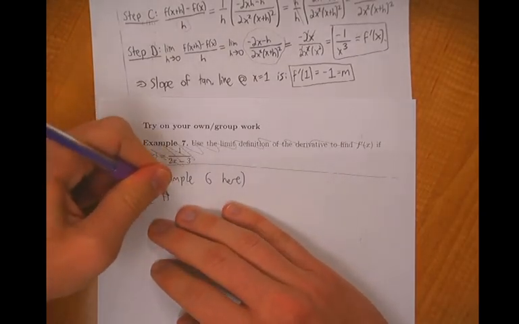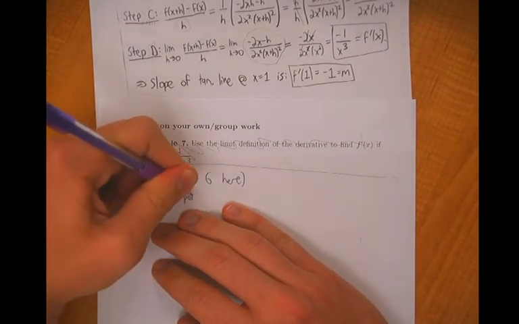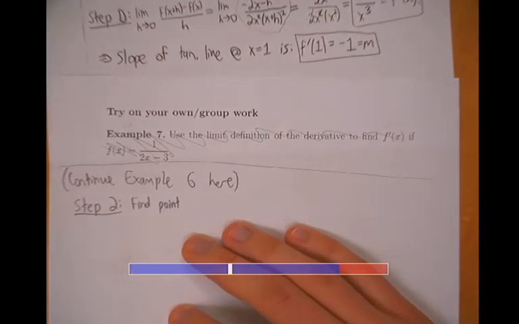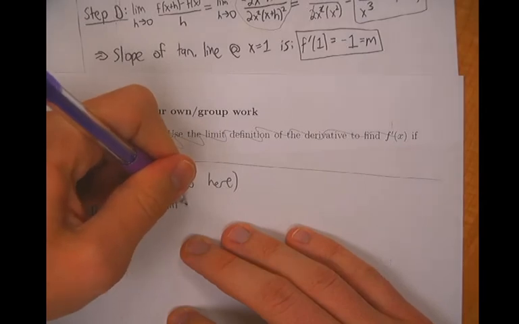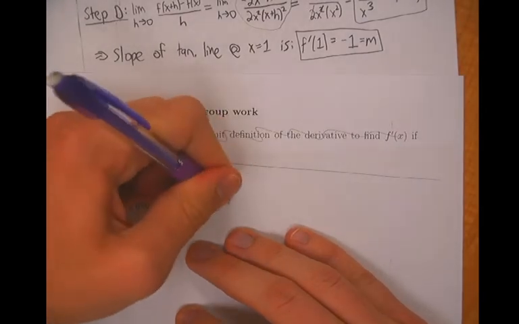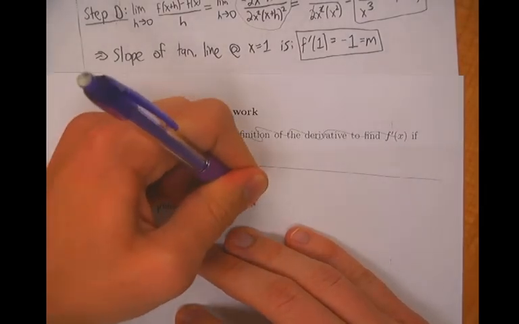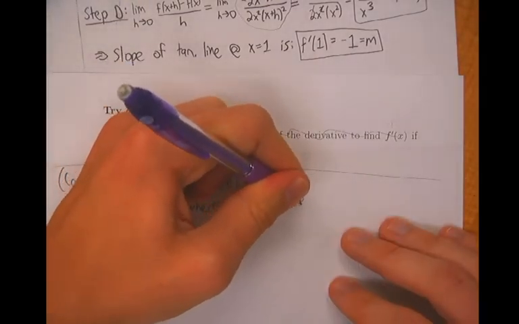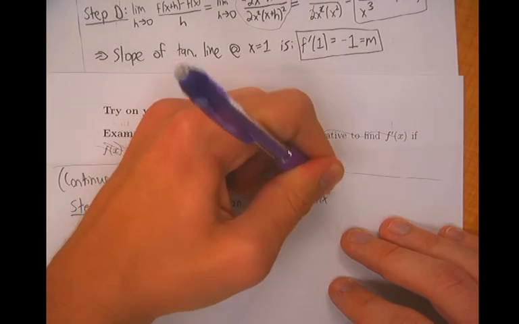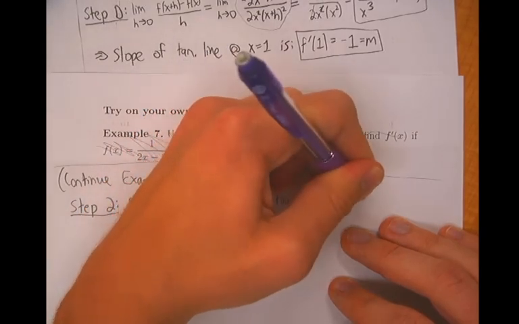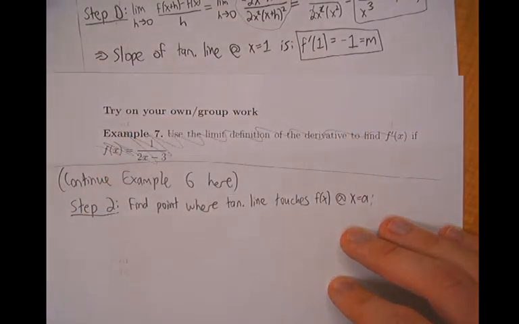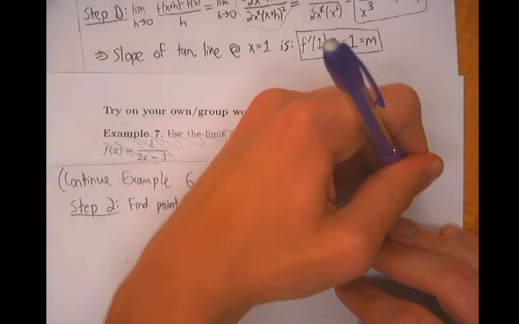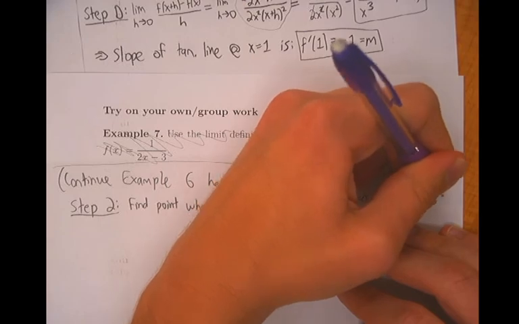So find points where, zoom in a bit, find points where the tangent line touches f of x at x equals a. Okay? So i.e., find a comma f of a.